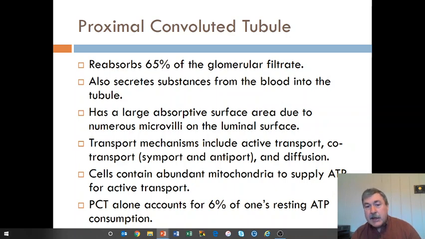Since there are so many active transport mechanisms occurring in the proximal convoluted tubule, the cells that make up the walls of the tubule contain numerous mitochondria to supply the ATP that's needed for active transport. So the proximal convoluted tubule alone accounts for a very large proportion of a person's resting ATP consumption. Even though these tubules are microscopic, they still use up 6% of a person's resting ATP production.